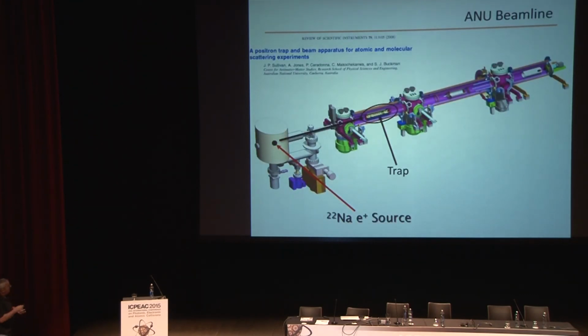This is a schematic of the apparatus we have at the ANU. Our sodium-22 source and neon moderator is in here. The neon is frozen onto the sodium-22 source at 6 degrees Kelvin, so it's a neon crystal that sits on the source. The positrons are then transported electrostatically and magnetically confined into the trap. From the trap, the pulsed beam passes into a gas cell where we have the gas, or it could be a biological molecule of interest. Then we can energy analyze what passes through after interactions with a retarding potential analyzer and detect the positrons with a multi-channel plate.